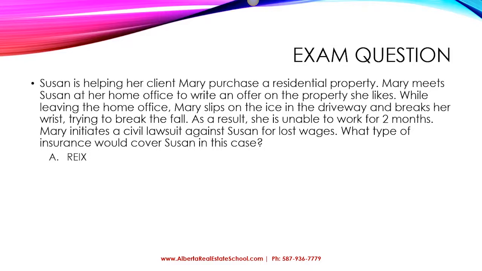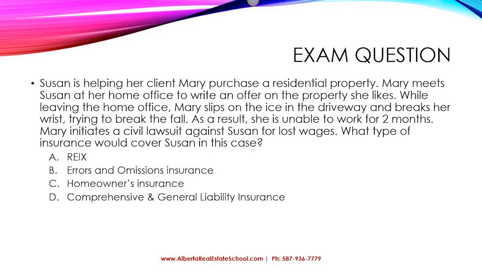And the options are A, REIX, B, errors and omissions insurance, C, homeowners insurance, or D, comprehensive and general liability insurance. And the correct answer is D. Anytime there's a slip and fall or some sort of a bodily injury, that will fall under the comprehensive and general liability insurance.